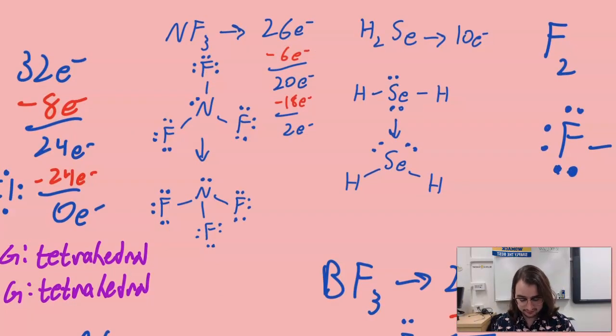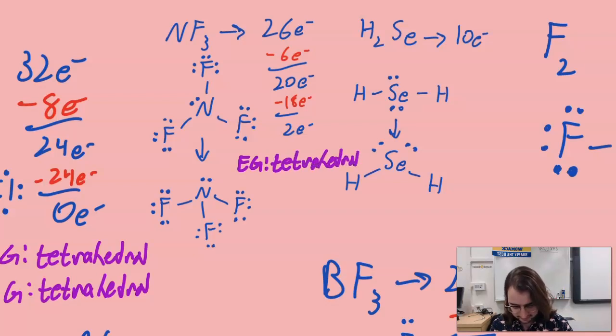Okay? Now, let's look at something like NF3. The electron geometry for NF3 is again tetrahedral because we have 4 things attached to the center atom. But the molecular geometry is different now because of those lone pairs. The molecular geometry has changed. If we look at our skeletal structures, which is why we do that, it helps us point out which one's which. We see that this has 3 things attached and 1 set of lone pairs. So this is what we call trigonal pyramidal.